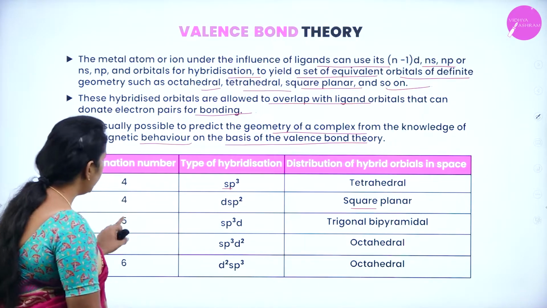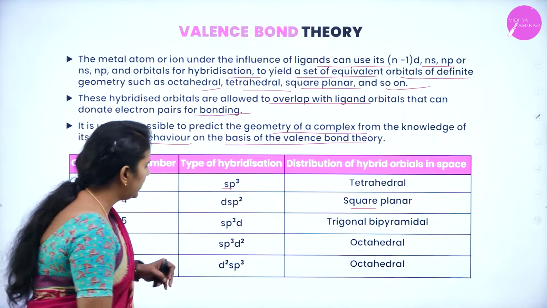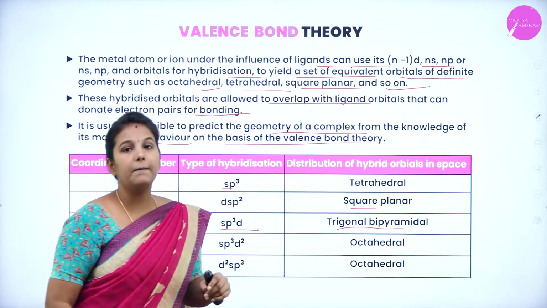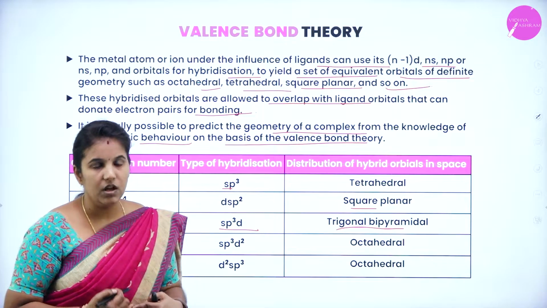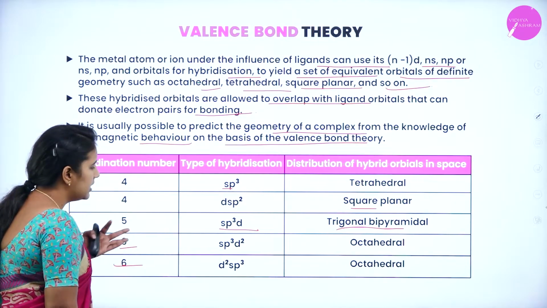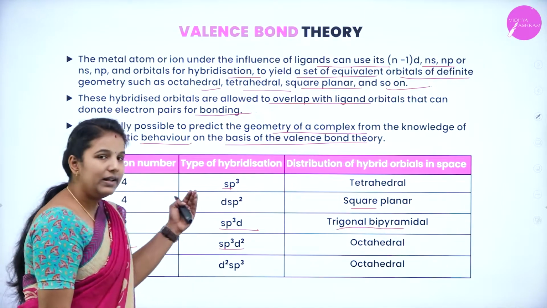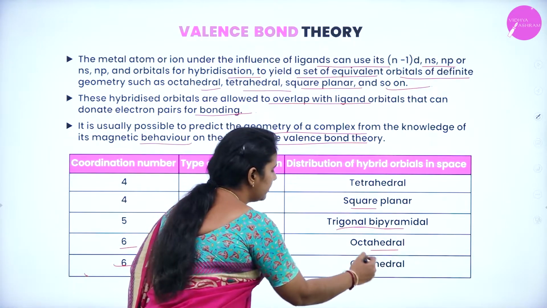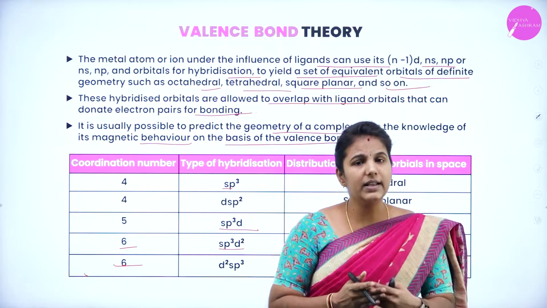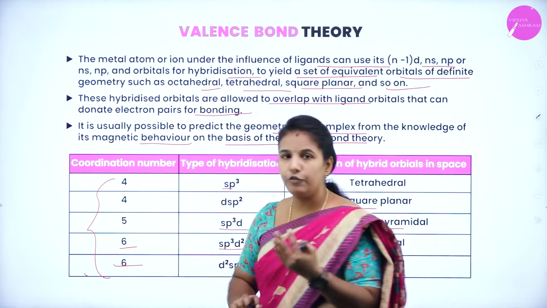Suppose the coordination number is 5, then it involves sp3d hybridization and gives what? Trigonal bipyramidal structure or geometry. Then if the coordination number is 6, it gives rise to sp3d2 or d2sp3, and it gives rise to what? Octahedral geometry. So only coordination numbers 6 and 4 will be there for your board.